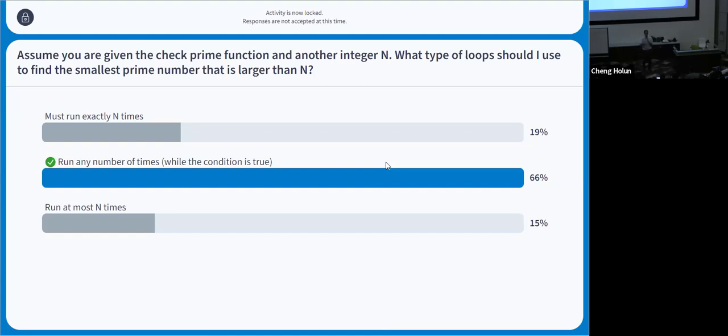That means after 100, what is the next prime number? After 1,000, what is the prime number? And you don't know how many times you need to loop, so you cannot use a for loop anyway. So it is not A or C. You must use B because you don't know when you stop, and the stopping condition is when you find a prime number.